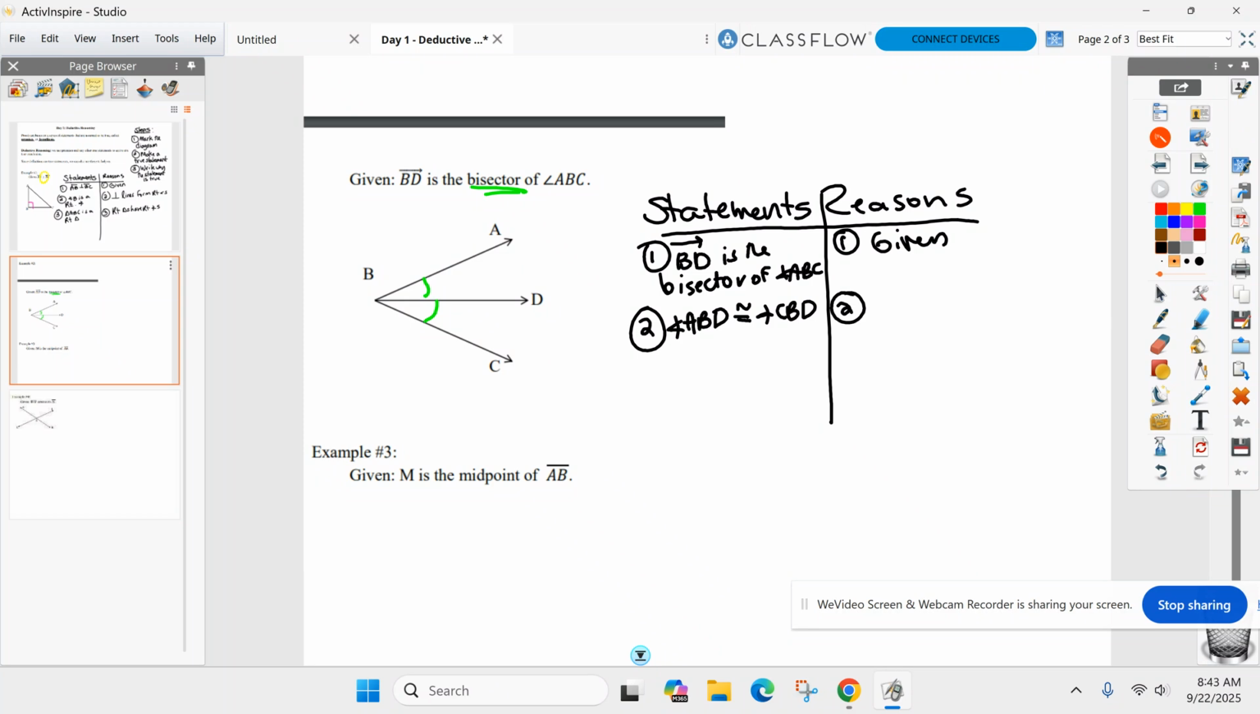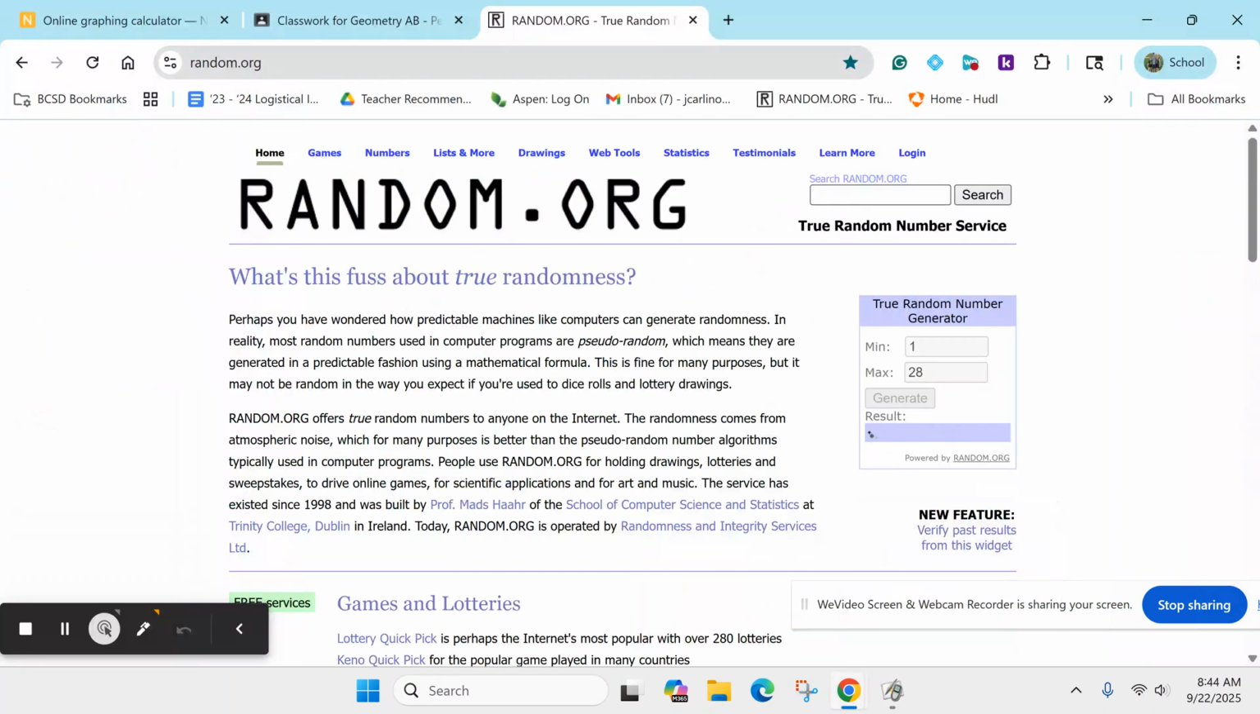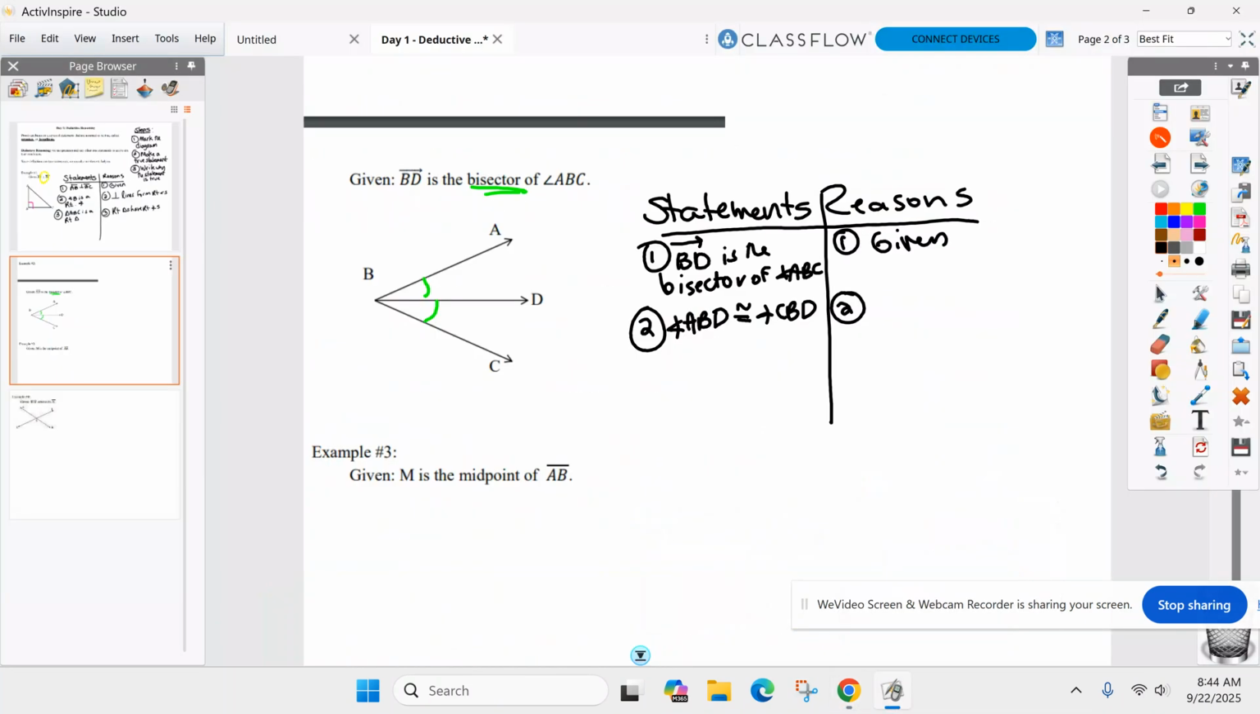Why? What told us to put those darn arc marks there? There's a reason, not because we felt like it, not because it looked like it. There was something up there that said those two angles are going to be congruent. Okay, why? What do you think? Bisector. All right, so what I'm going to put is definition. I'm going to abbreviate it DEF. Definition of a bisector. And you're allowed to write that, okay? Because you know what a bisector is. Cuts it into two congruent angles.